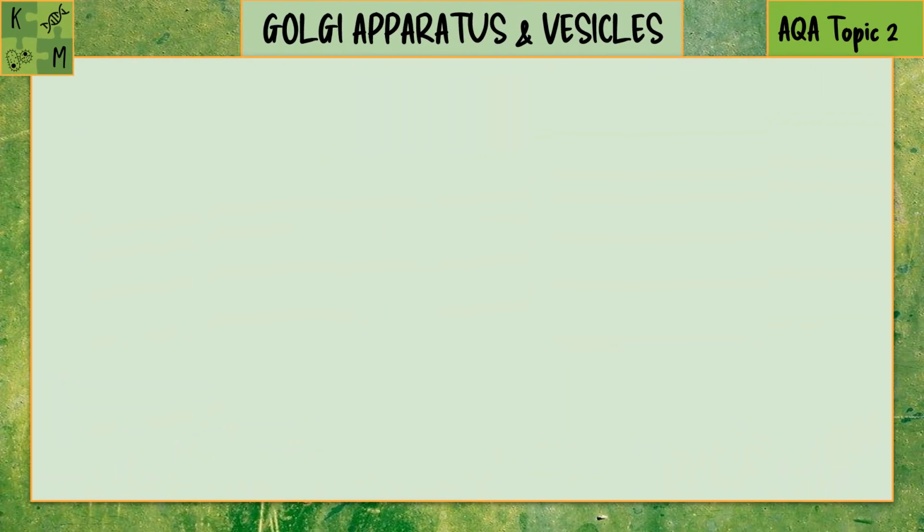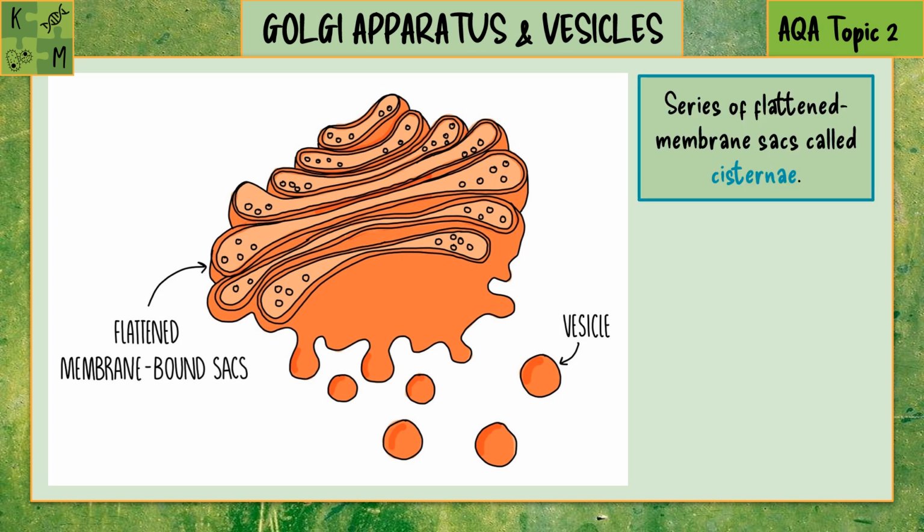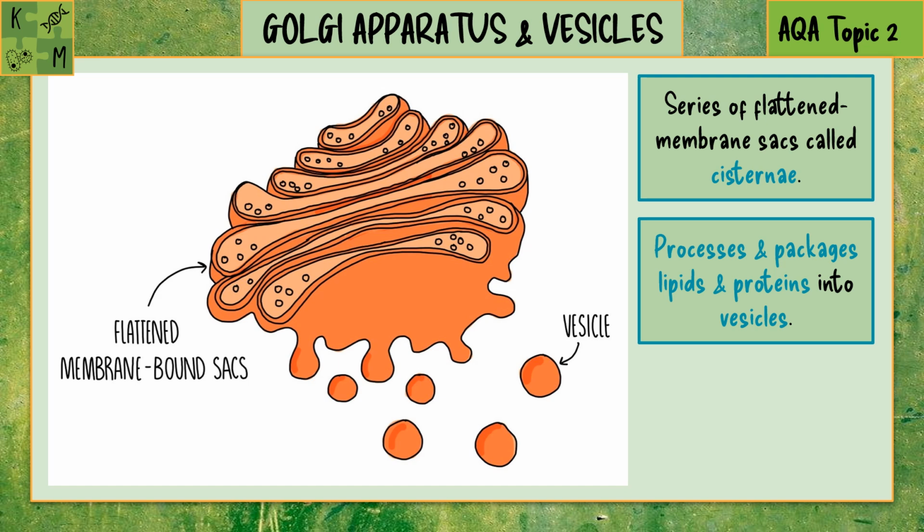So another organelle that is involved within the secretion of proteins is the Golgi apparatus and the vesicles that are produced by it. So this is a series again of flattened membrane sacs that we call cisternae, and it forms a kind of cone shape. So that's the identifying feature here.